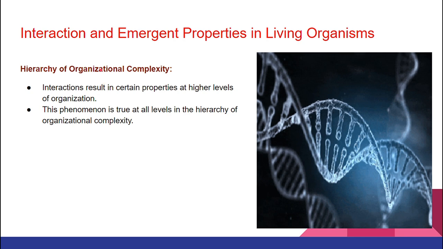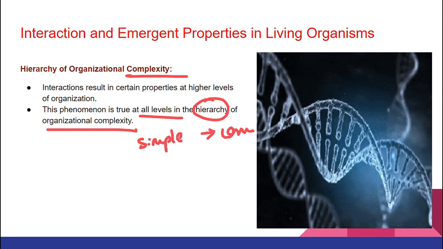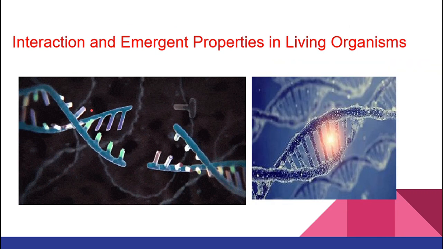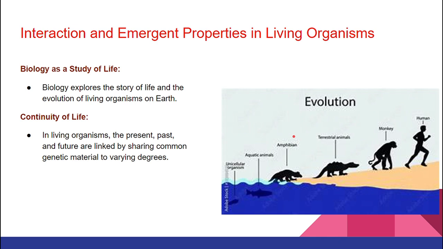Now, hierarchy of organizational complexity. Interaction results in certain properties at the higher level of organization. The phenomenon is true at all levels of hierarchy. That means everything is in a sequence. Nothing goes out of it. Always it has to go from simple to complex, or lower level to higher level. When I say lower level, you have to understand it means the simple level. Right? Now here you can see, this is going to be your nitrogenous base, and this is the structure of the DNA.